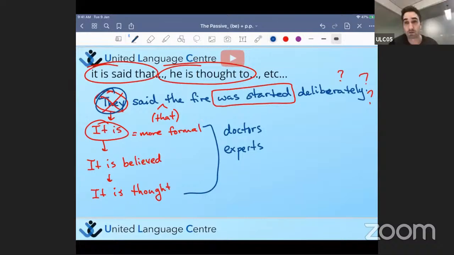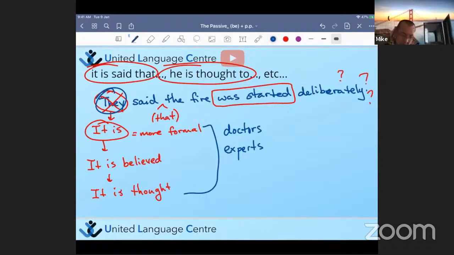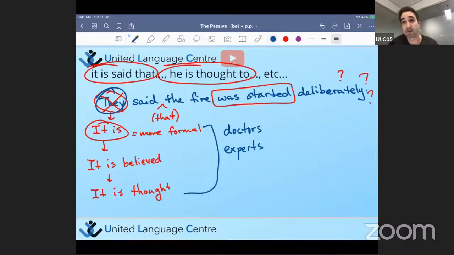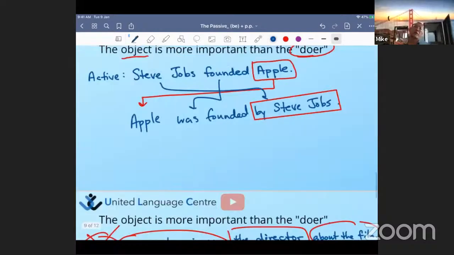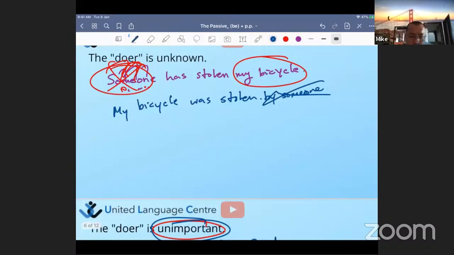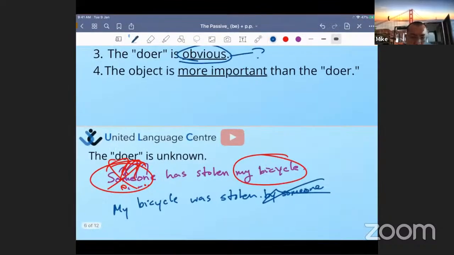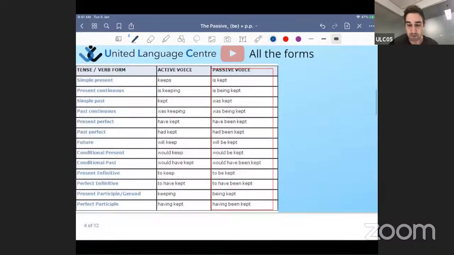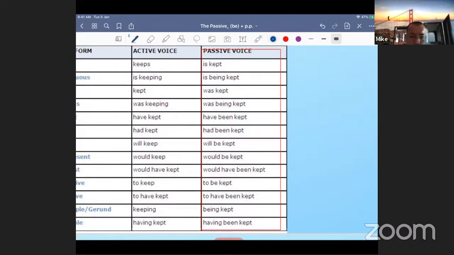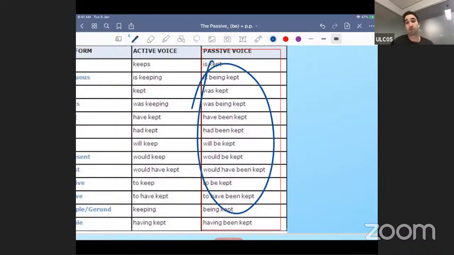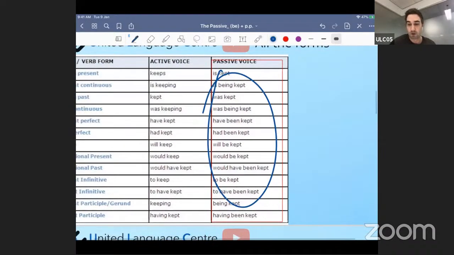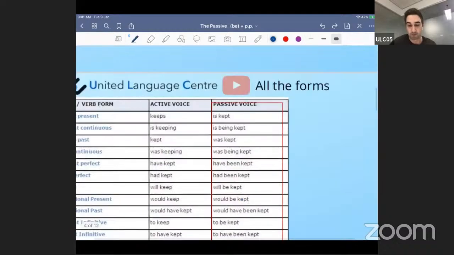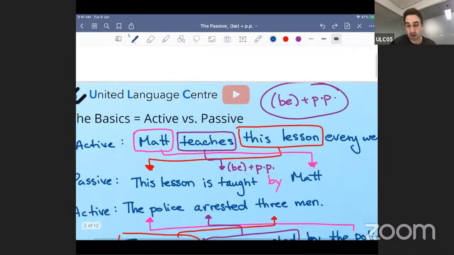Yukiko, any question? Okay. So I actually think passive is quite easy. It's just kind of remembering these different forms. That's the most important thing when it comes to remembering passive. So kind of being able to switch between active and passive.